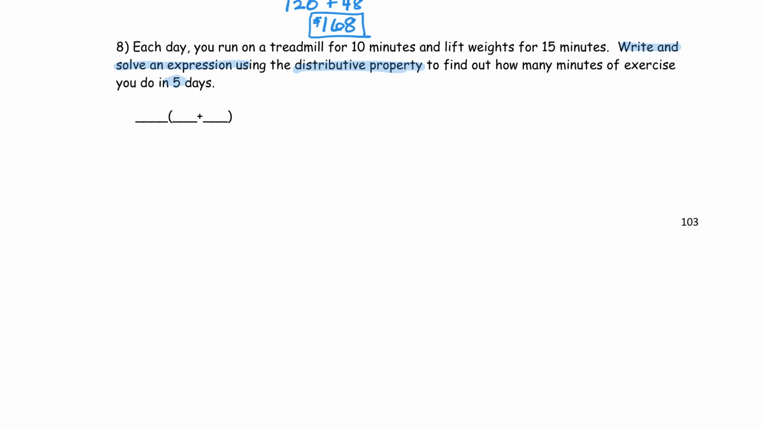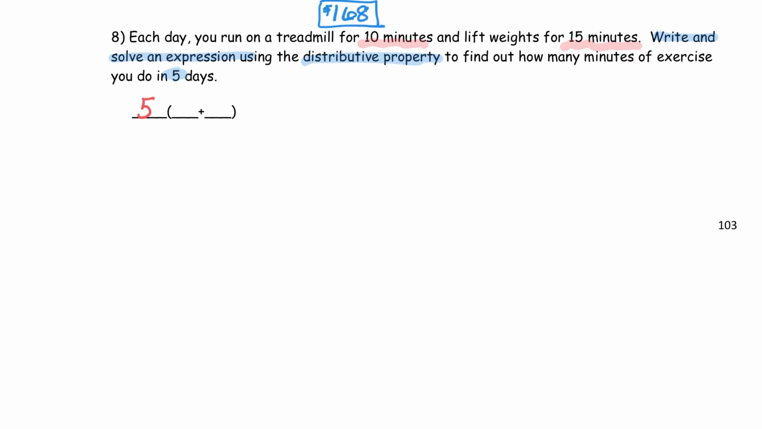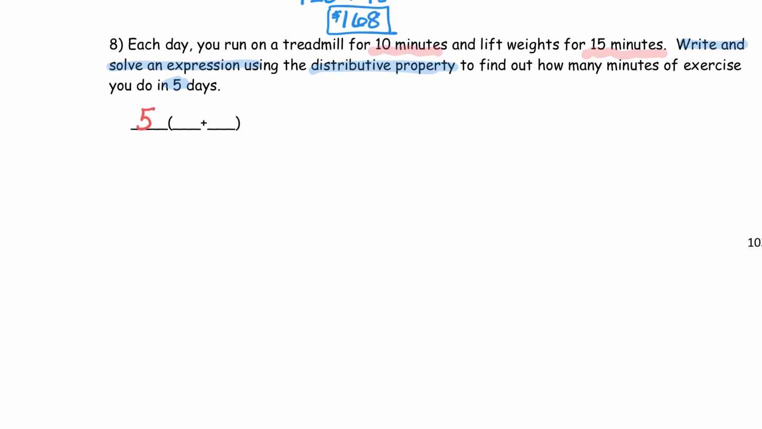Well, that number 5 is very important. I can see that I'm going to run on the treadmill for 10 minutes and lift weights for 15 minutes. But I'm not sure how many days I'm going to do that until I actually read the problem and see that it's for 5 days. So your 5 days goes there. And then what are the 2 exercises that I need to fill in? That would be 10 minutes and then 15 minutes.